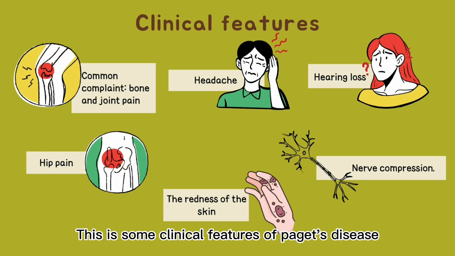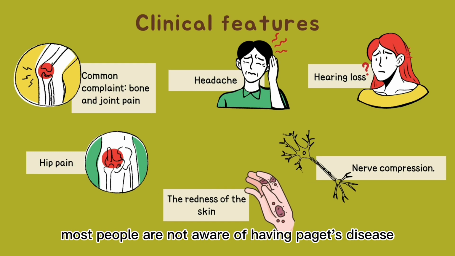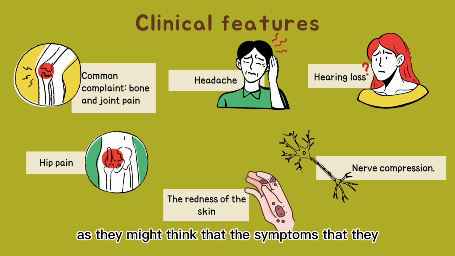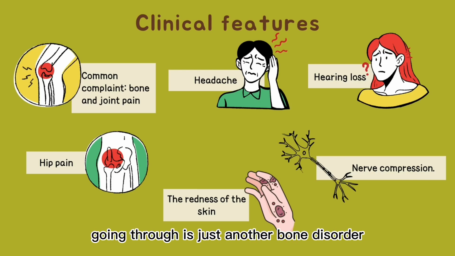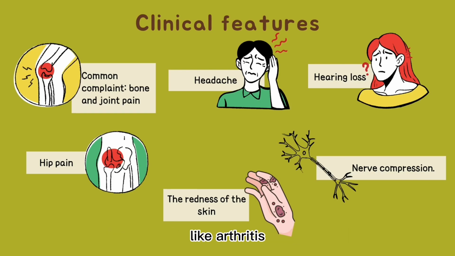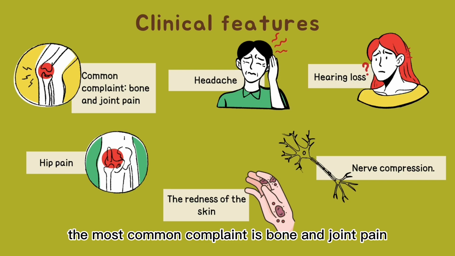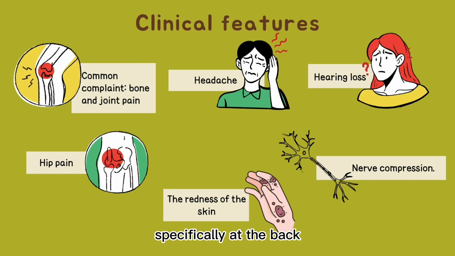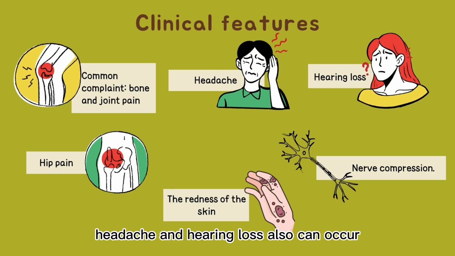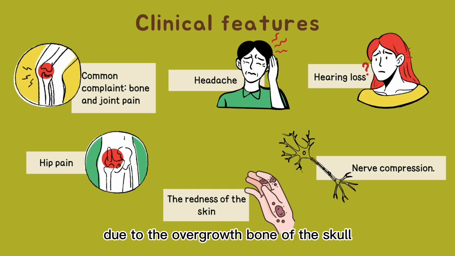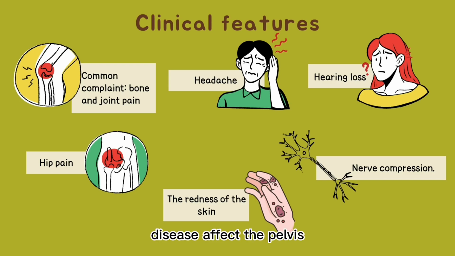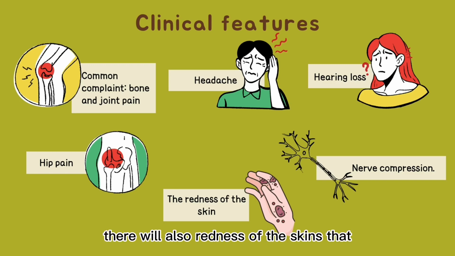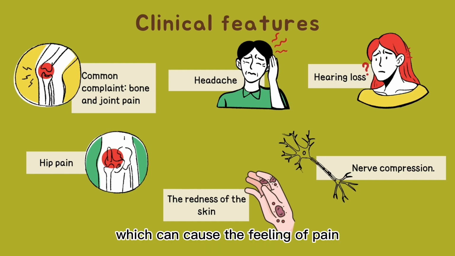These are some clinical features of Paget's disease. Most people are not aware of having Paget's disease, as they might think that the symptoms they are going through are just another bone disorder like arthritis. The most common complaint is bone and joint pain, specifically at the back, knee, and hip. Headache and hearing loss can also occur due to overgrowth of the skull bone. Next is hip pain when Paget's disease affects the pelvis. There will also be redness of the skin that covers the affected areas. Lastly, nerve compression, which can cause pain, tingling, and numbness in the arm or leg.